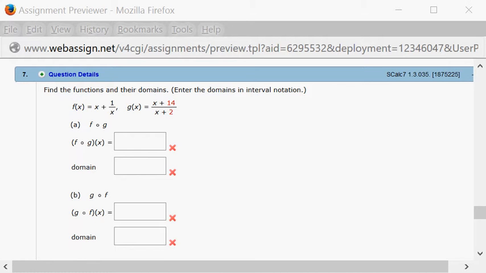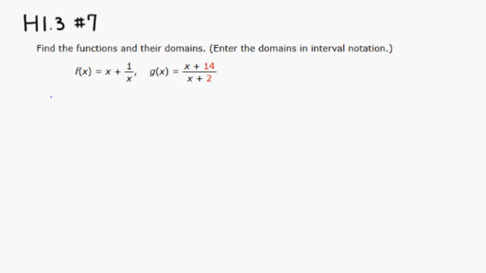Alright, let's look at homework 1.3, problem number 7. For the given functions f of x and g of x, we want to find the composition f of g. So let's do that. Part A: we want to find f of g of x.